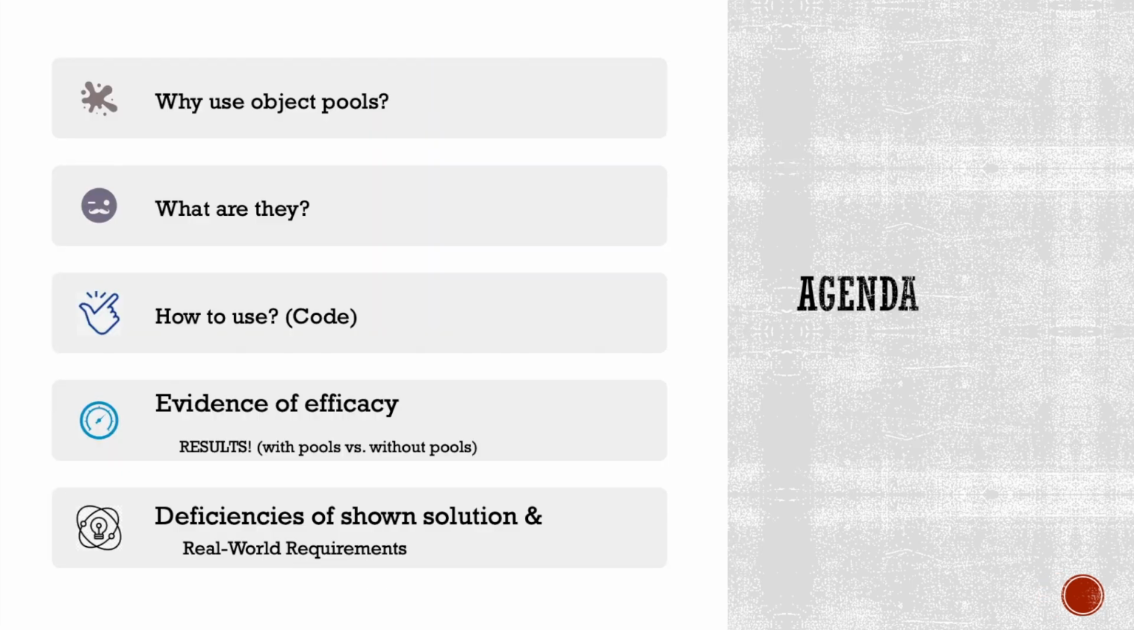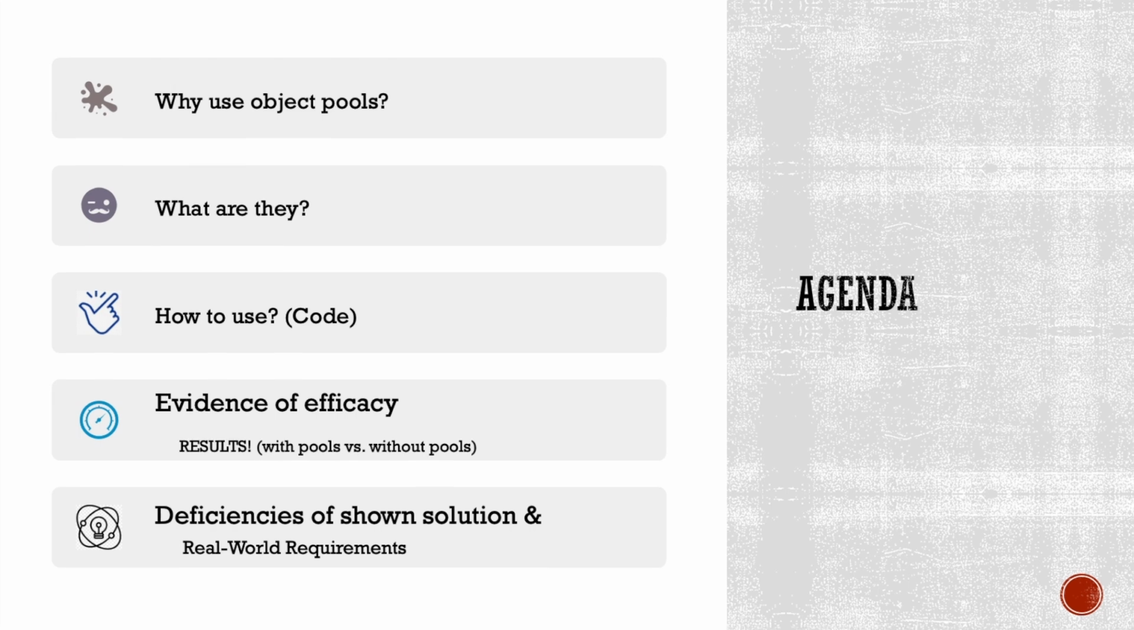So what's our agenda? How are we going to do this? Well, first we're going to explore why use an object pool, which we already touched on a little bit, but we're going to talk about it a little bit more. Then we're going to discuss what they are. We're going to look at how to use them, I mean code-wise, right? And because we're going to be running applications, we need to see evidence of efficacy. How good is running an object pool versus running the exact same thing without an object pool? And then we're going to look at some of the issues with the solution that I'm providing here today and talk about some of the real-world requirements that any object pool you select might need.